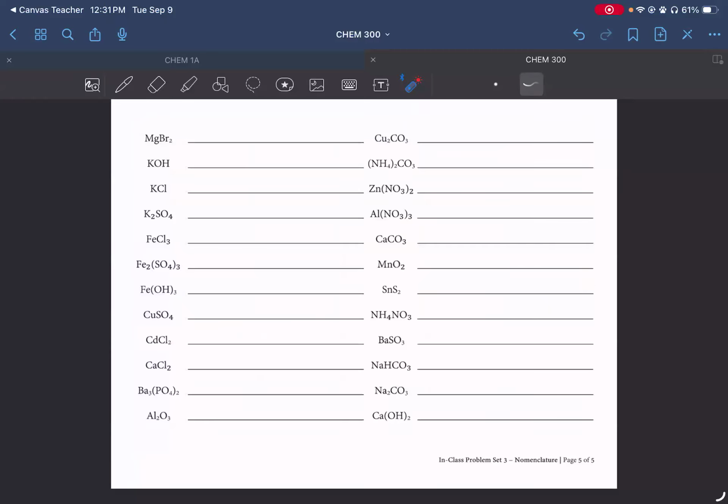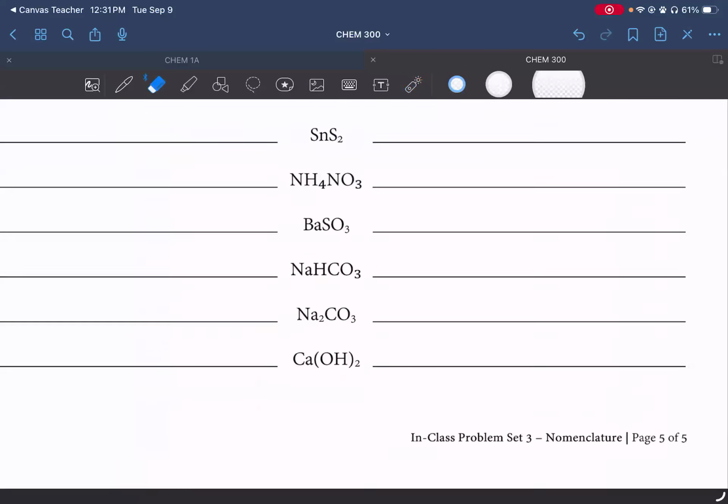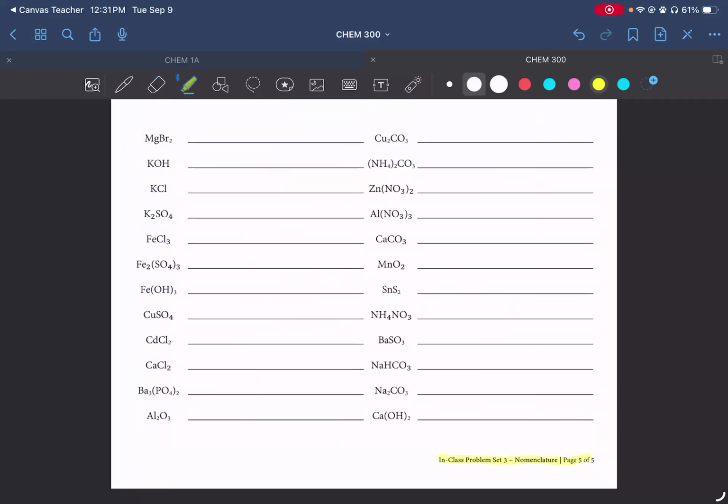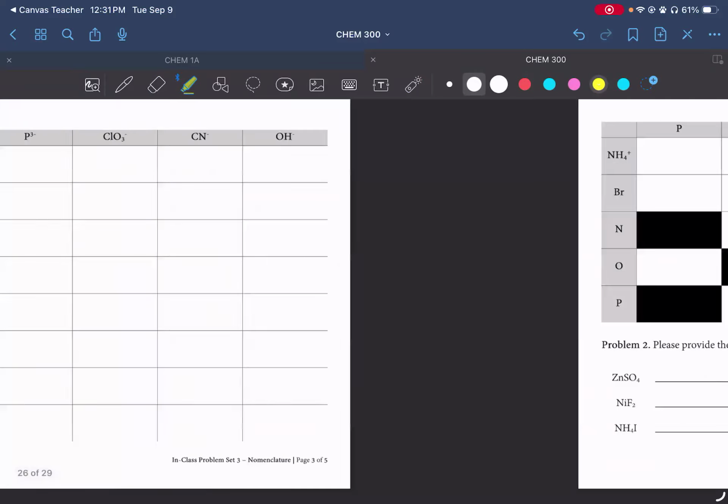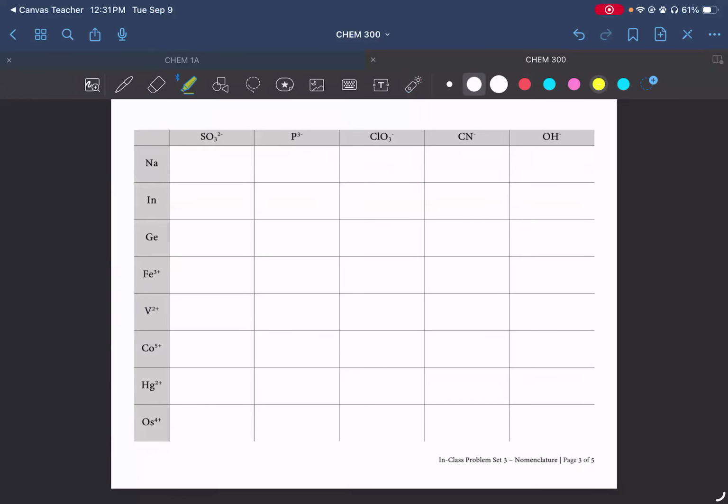Number 1, the extra credit is entirely page 5. The extra credit is the entirety of page 5 and the entirety of page 3. Pages 3 and 5, the entirety of them are your extra credit.